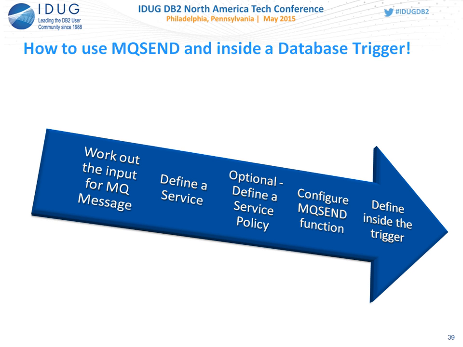So how do you do this? Well, you'll need to understand what you want to write to your MQ queue. You'll need to define a service. You may optionally want to define a service policy. You'll need to configure the MQ Send function, and then you'll need to define this inside a trigger. I'll take you through how to do that.